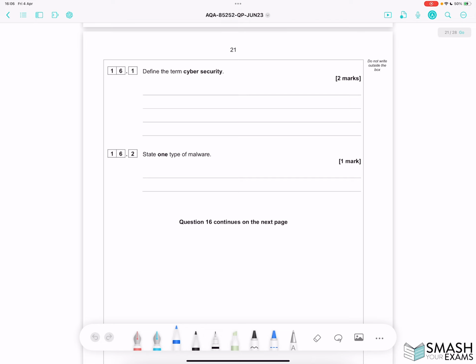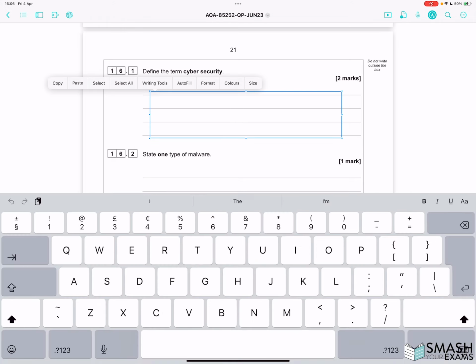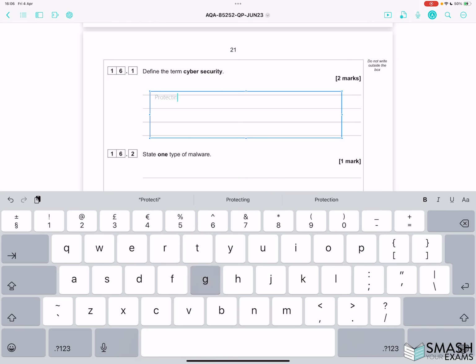Okay, let's have a look at question 16, a shorter one, thankfully. So define the term cyber security. Well, cybersecurity, what are we talking about? We're talking about protection of our networks and our systems from attack. So we could phrase it as something like that. Let's quickly type that one out. So we'll say something like protecting systems, networks or technology or anything like that from attack or damage.